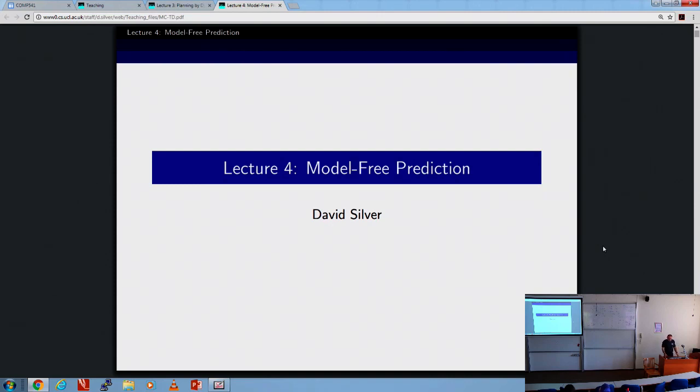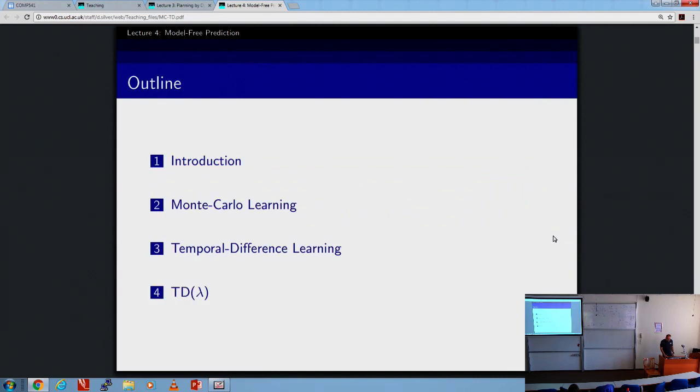So what do we do if we don't have a model? What do we do if all we have is experience? Right? So we don't know how the world works. We just try different things and receive different rewards and actions.